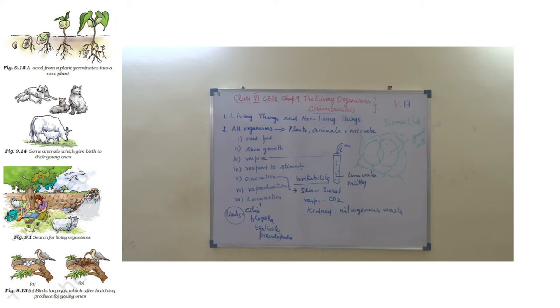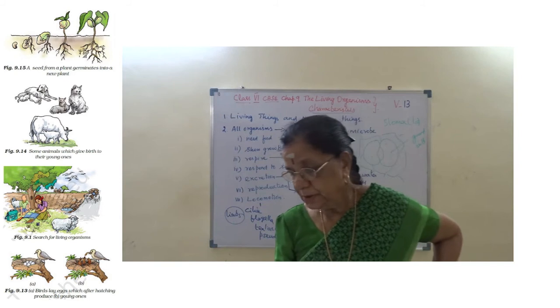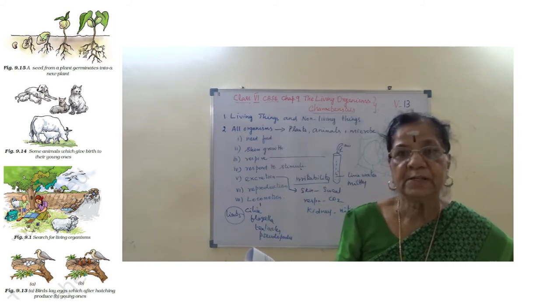Second one, a mother having her baby. Third, a bird lays eggs in the nest. A bird lays eggs in the nest. Nest na பறவை கூடு. பாத்தியா? So birds lay eggs which, after hatching, produce young ones.